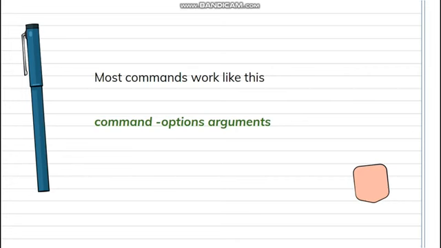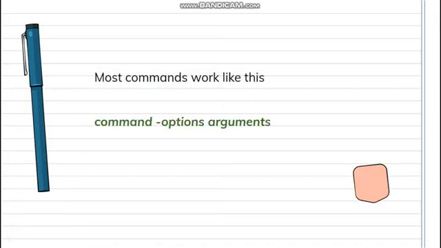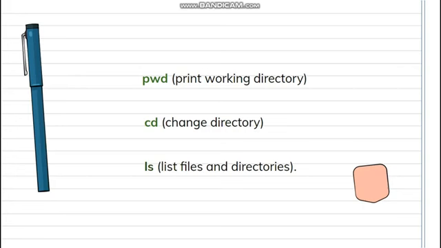All right. In this lesson, we'll be talking about the three basic commands in shell navigation. That is pwd, cd, and ls. pwd means print working directory. cd means change directory. And ls means list files and directories.